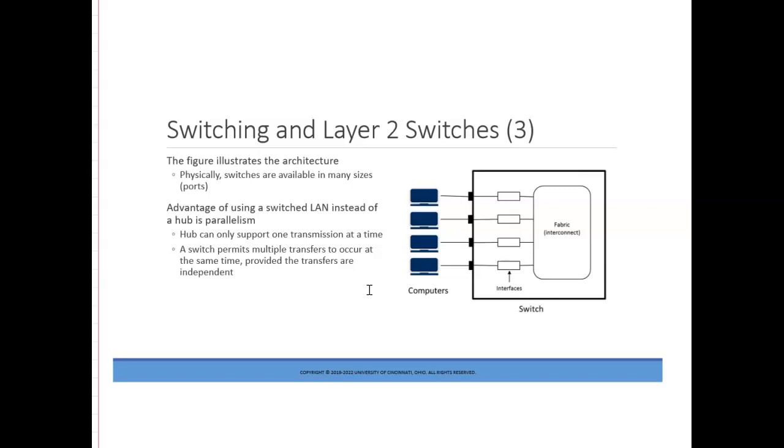Physically, switches are available in many sizes. In other words, they can contain a number of ports. An advantage of using a switched LAN instead of a hub is parallelism. The hub can only support one transmission at a time, while a switch permits multiple transfers to occur at the same time, provided the transfers are independent. Because it handles packets instead of signals and uses a fabric to provide parallel internal paths, a switch with n ports can transfer up to n divided by 2 packets simultaneously.